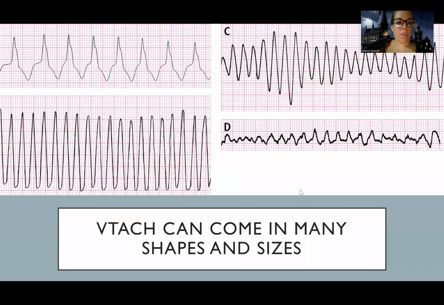So like I mentioned, it can come in different shapes and sizes. It can definitely have this kind of up and down, and this is what's called torsades, this letter C, where they can have a very abnormal pattern. It's from a magnesium imbalance. But they can have kind of the strange back and forth. They can have something more regular, something more irregular. So you can see there's a lot of variety here.